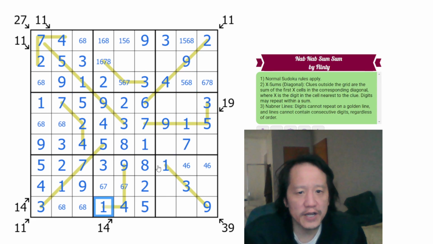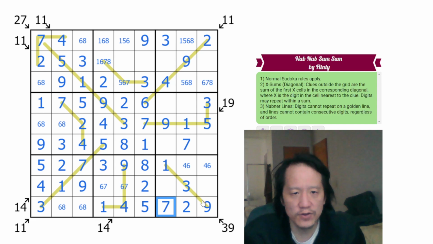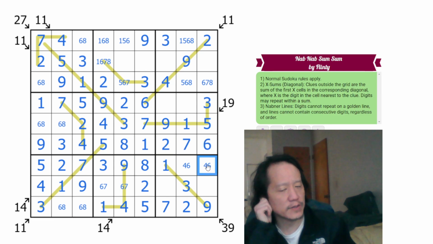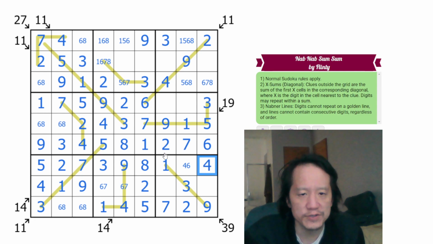So I think all the X-sum clues are already there. This can't be 2, this can't be 2. So this becomes a 2, 7 pair. So this can't be 7, therefore this is a 2, this is a 7. This is a 2, 6 pair. This can't be 2, so this must be 6, which makes this 2. Now we're just doing Sudoku. This is 4, this is a 6.